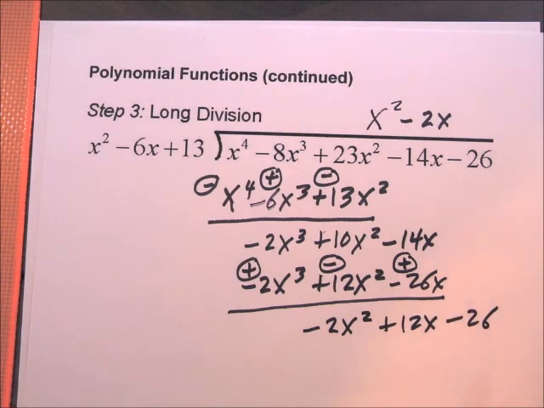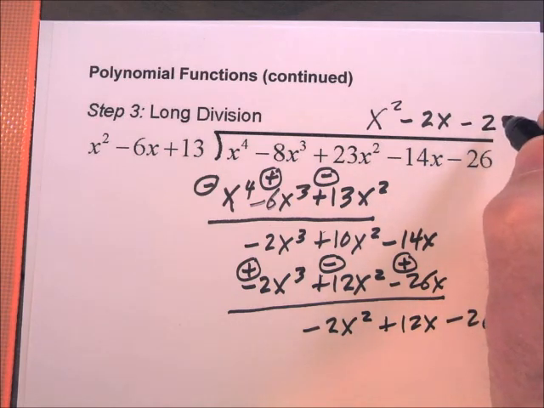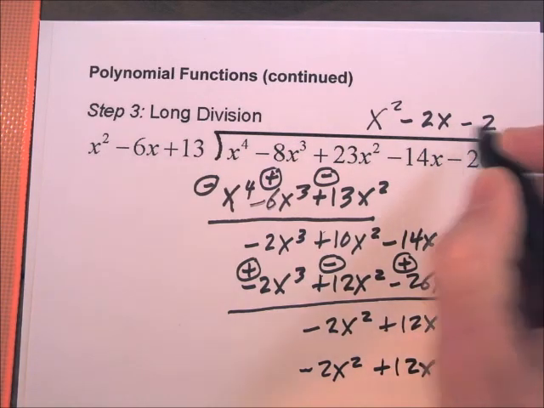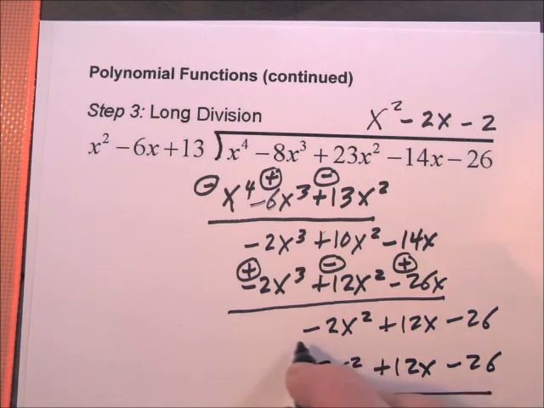And then divide again. The highest power of x divided by the highest power of x. Minus 2x squared divided by x squared is negative 2. Negative 2 goes on top, and then multiply. So negative 2 times each term. Negative 2 times x squared. Negative 2 times negative 6x is plus 12x. And negative 2 times 13 is negative 26.